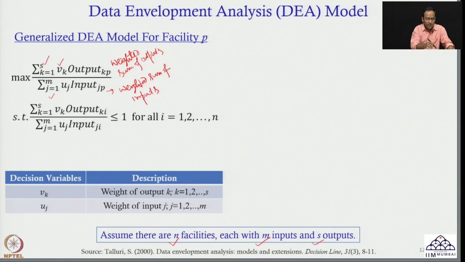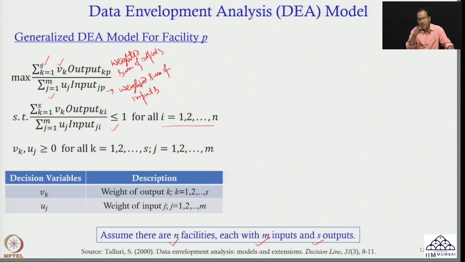So, now this is my constant. The constant is efficiency of each facility. How many facilities do I have? For i equal to 1 to n. For each of these facilities, the efficiency is less than or equal to 1. So this is my model, and the decision variables are Vk greater than or equal to 0, Uj greater than or equal to 0. Here j takes values 1 to m because I have m inputs, and k takes values between 1 to s because I have s outputs. So this is my generalized DEA model for facility P. P could take any value from 1 to n.